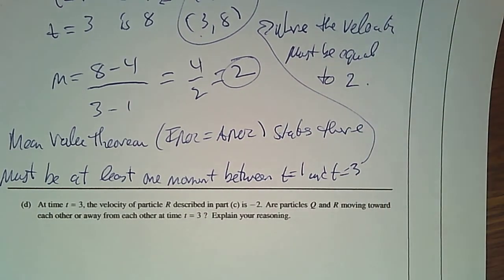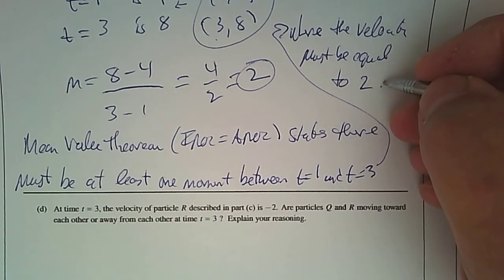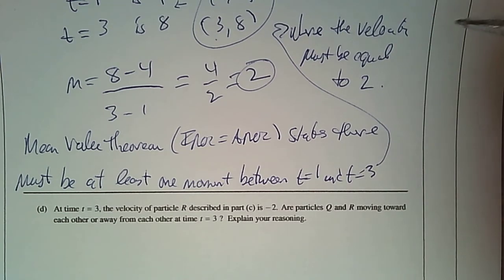and what are the two things also we need to write down? Is that it's differentiable and continuous. The word differentiable means it's continuous.